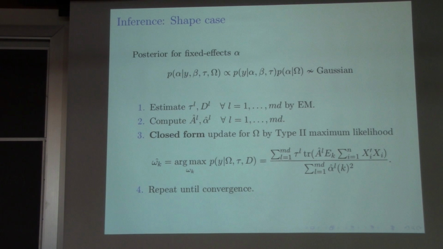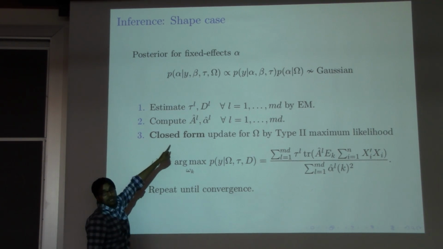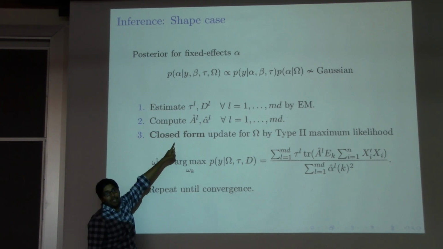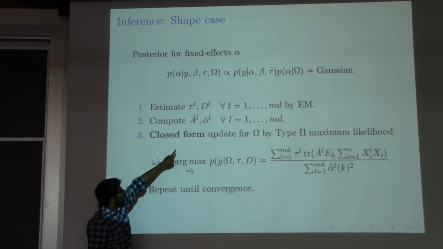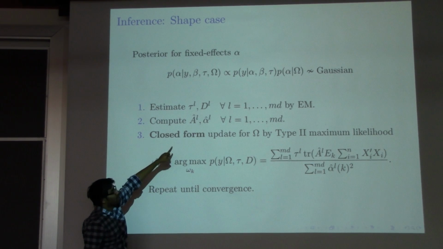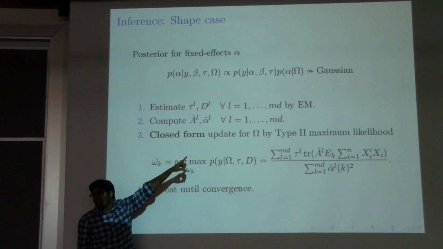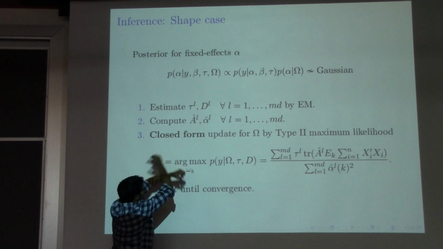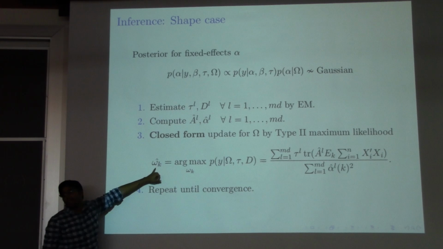And this algorithm proceeds in the same way, but now I have 300 things to compute, like tau L and DL. I have to compute A hat L and alpha hat L. But then I combine all of them to give me what omega k is.